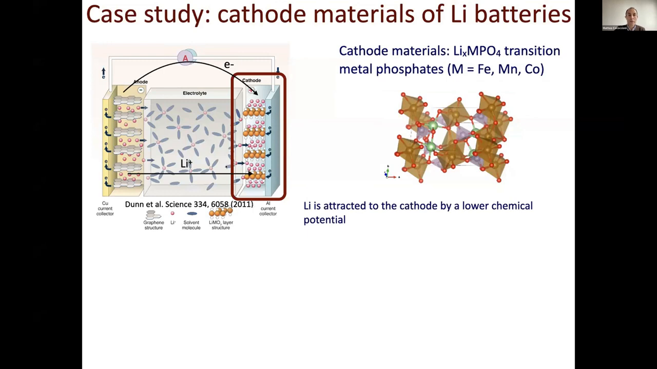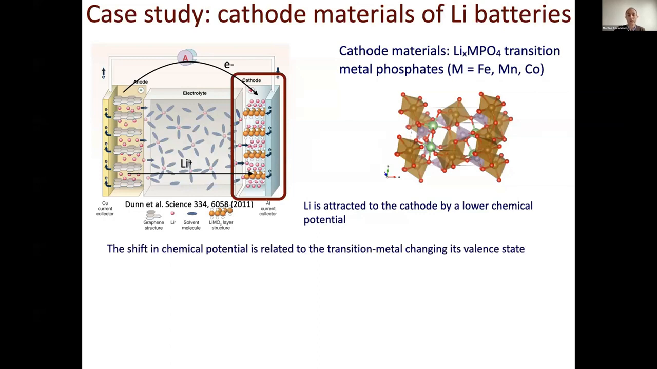Lithium travels through the electrolyte as an ion, as a positive ion. The electron is forced to travel along the external circuit. That's when we use its power. And lithium is attracted to the cathode from the anode just because we say its chemical potential is lower than it is in the anode.